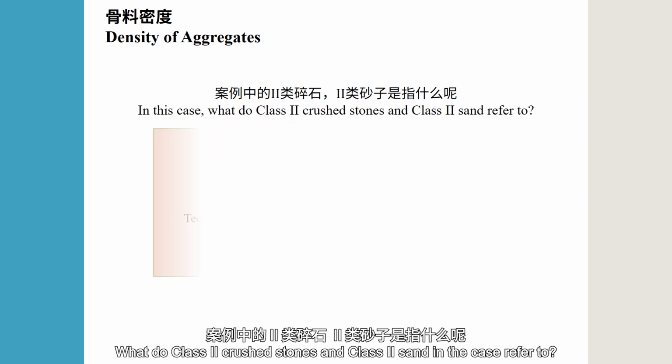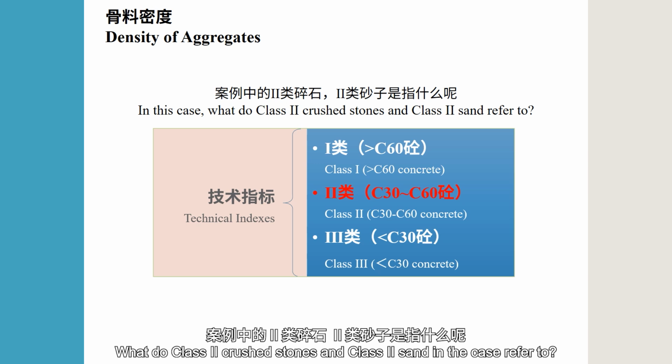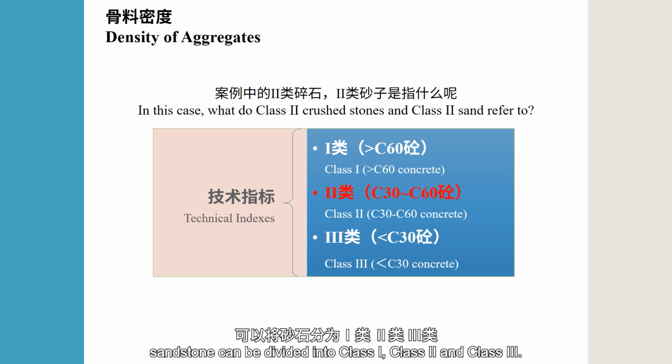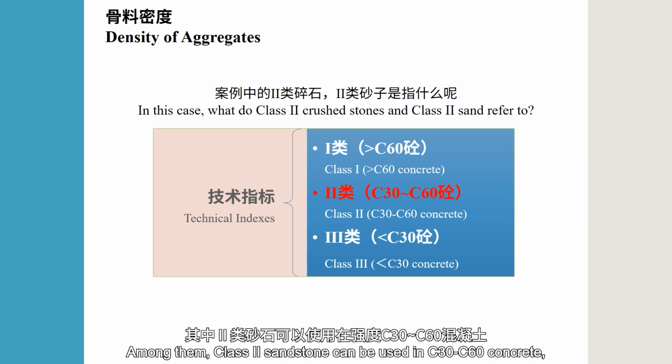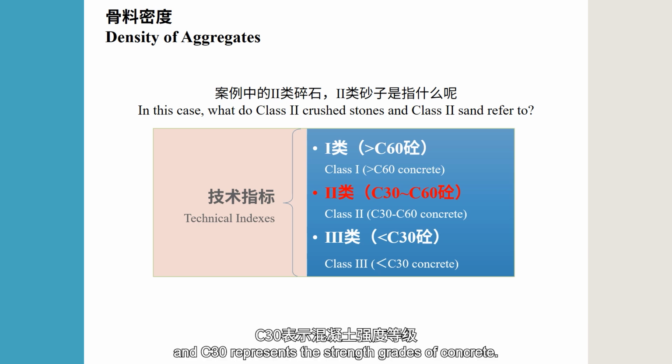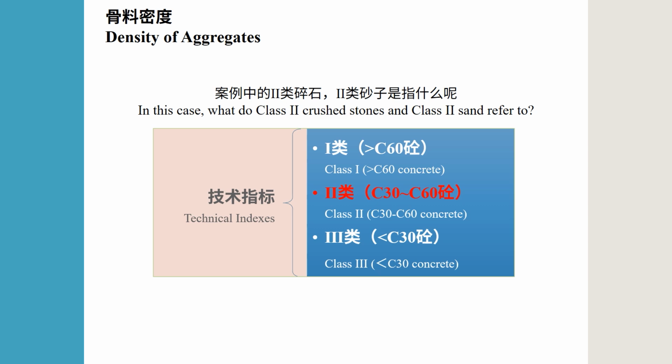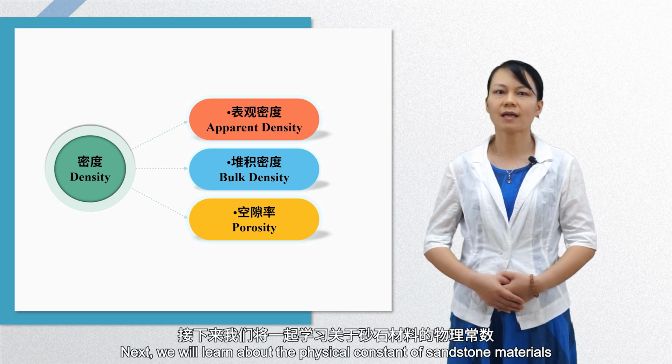What do Class 2 crushed stones and Class 2 sand in the case refer to? According to technical indicators, sandstone can be divided into Class 1, Class 2, and Class 3. Among them, Class 2 sandstone can be used in C30 to C60 concrete, and C30 represents the strength grades of concrete. We will further study it in subsequent courses. Next, we will learn about the physical constants of sandstone materials.